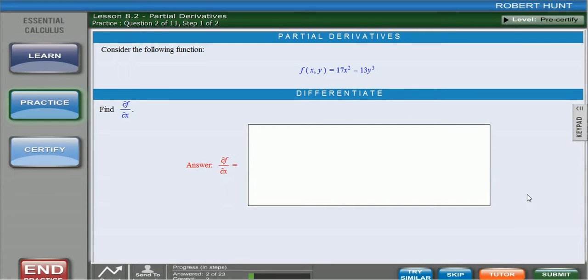Okay. Same sort of argument with this problem. I'm not going to write it out on the other screen. I'm just going to do it directly here. So this says the derivative with respect to x. So 17x squared would become, well, 17 times 2 is what, 34. That would be x to the first.